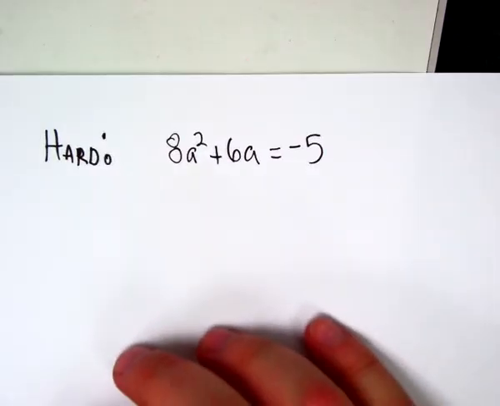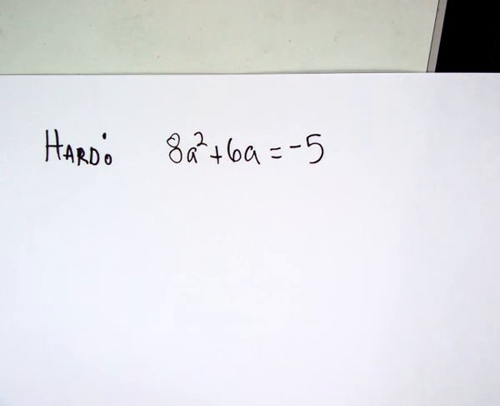All right, and we have one more problem. That was the easy, the medium, so let's try now a difficult one. So we have 8a squared plus 6a equals negative 5. Pause it and go ahead and try it on your own, and then let's check our work.